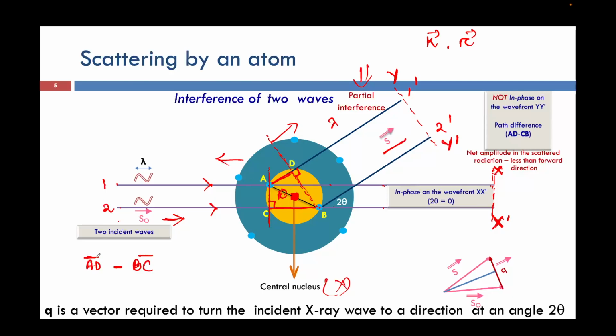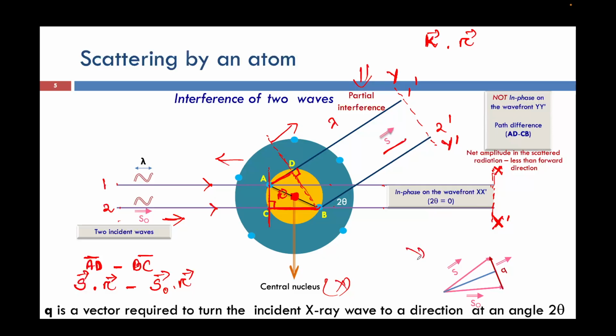Why is this minus coming? I have told that we are taking the position vector in the opposite direction. So AD minus BC: AD, with the unit vector S, will be S dot R, where R is the radius from the nucleus. Similarly, BC is associated with the incident wave vector, because here the wave is still not scattered. So BC will be S0 dot R. This will be my path difference when I am trying to get the amplitude relation and the intensity relation.